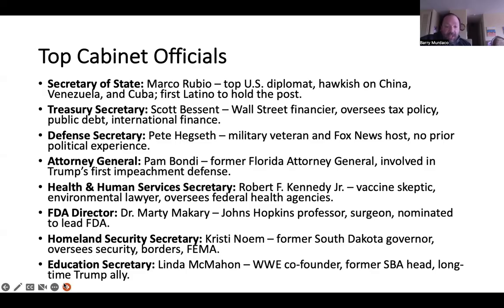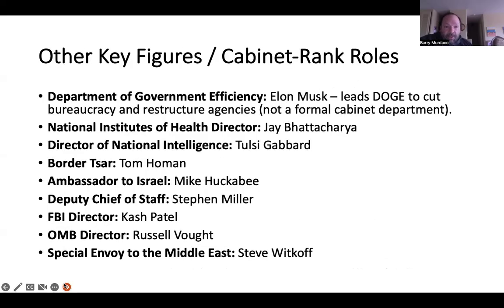By the way, Education Secretary Linda McMahon, co-founder of the WWE, former Small Business Administration head in the first Trump administration, are largely overseeing Trump's attempts to defund public education, go after student loan borrowers, and so forth. Other key figures, well, Elon Musk is no longer there, but was the head of Doge, one of the most public figures of the early days of the Trump administration. But they've had some kind of falling out since then.